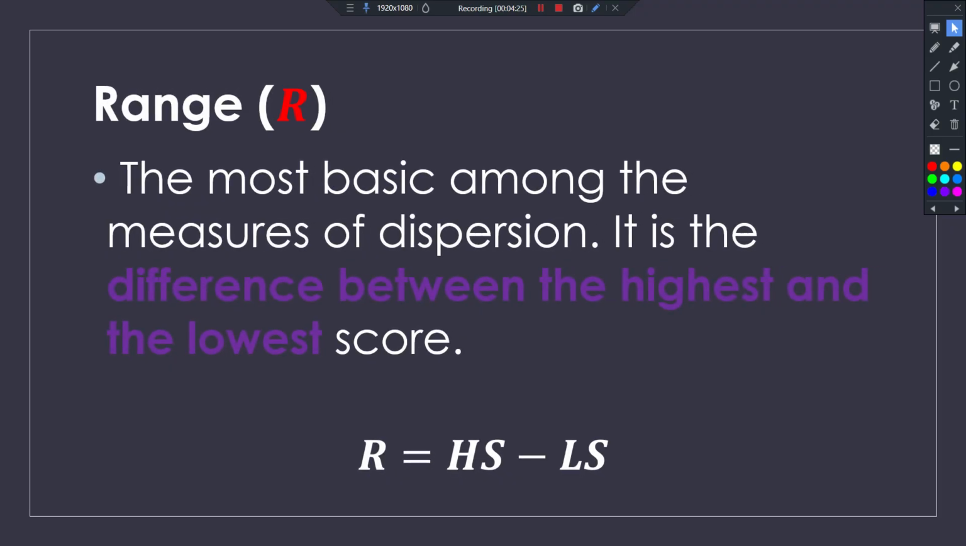So the first measure of variability is what we call the range. The range typically is the most basic among the measures of dispersion. It is the difference between the highest and the lowest score. And it has the formula like this. The formula is R equals HS minus LS.